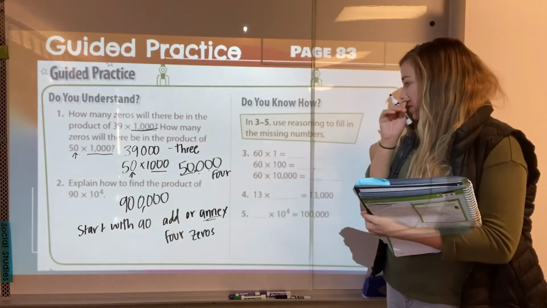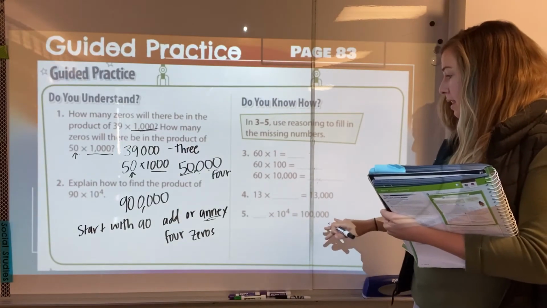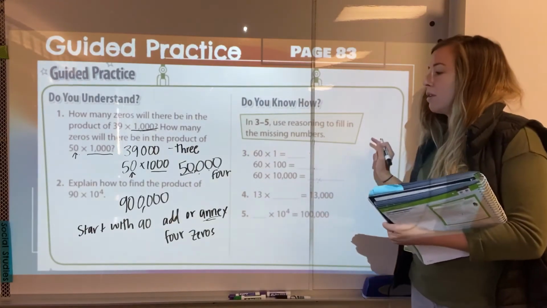Okay, we are going to work through number 3 together, and then 3 and 4, and then I'm going to leave you with, I don't want to leave you with that one. I'm going to give you some extra ones to do over on the side.